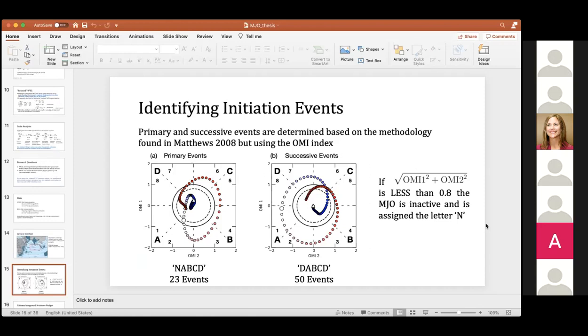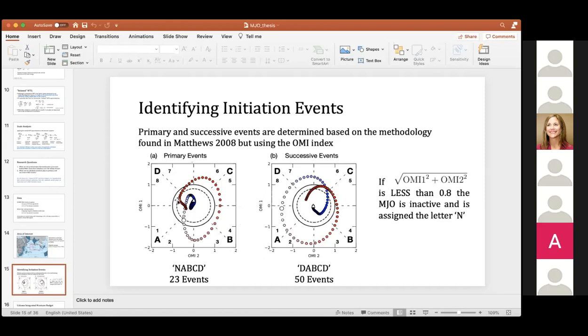So to get more in depth on how we identify the initiation events, I have the phase space from earlier in the introduction. Our primary and successive events are determined based on the methodology found in Matthews 2008. But instead of the RMM index, we use the OMI index, which is the projection of the filtered OLR onto spatial EOFs. We chose the OMI index primarily because we're interested in the convective initiation, and because OLR is a good proxy for convection, we decided to base our analysis on this.